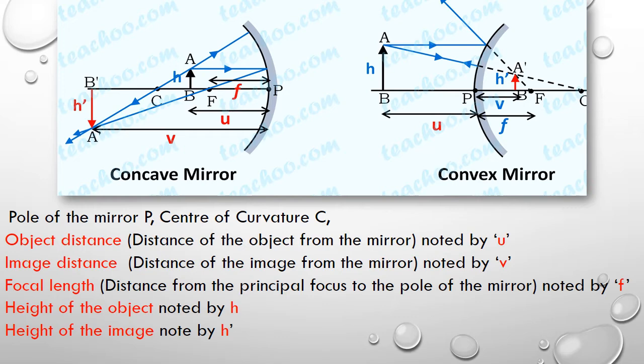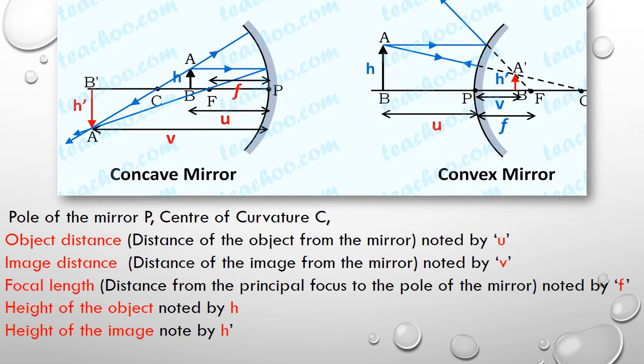And the next is the ray diagram related to convex mirror. There the object is kept between infinity and pole, and the image is formed behind the mirror, that is between P and F. So you are all familiar with that too. Let us look into the terms: pole of the mirror, we know it is capital P, center of curvature is capital C. Now object distance, children, is the distance of the object from the mirror, noted by the letter small u. Image distance is the distance of the image from the mirror, noted by the letter small v. Focal length, we know that it is the distance from the principal focus to the pole of the mirror, noted by the letter small f.